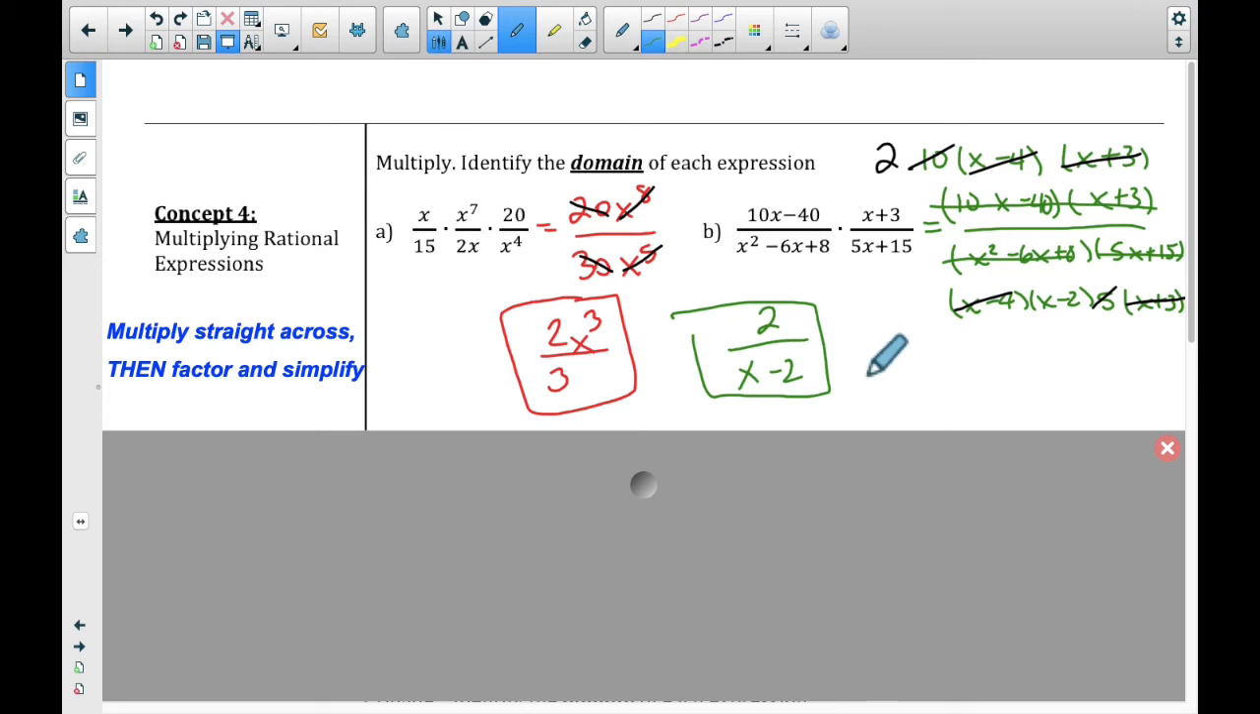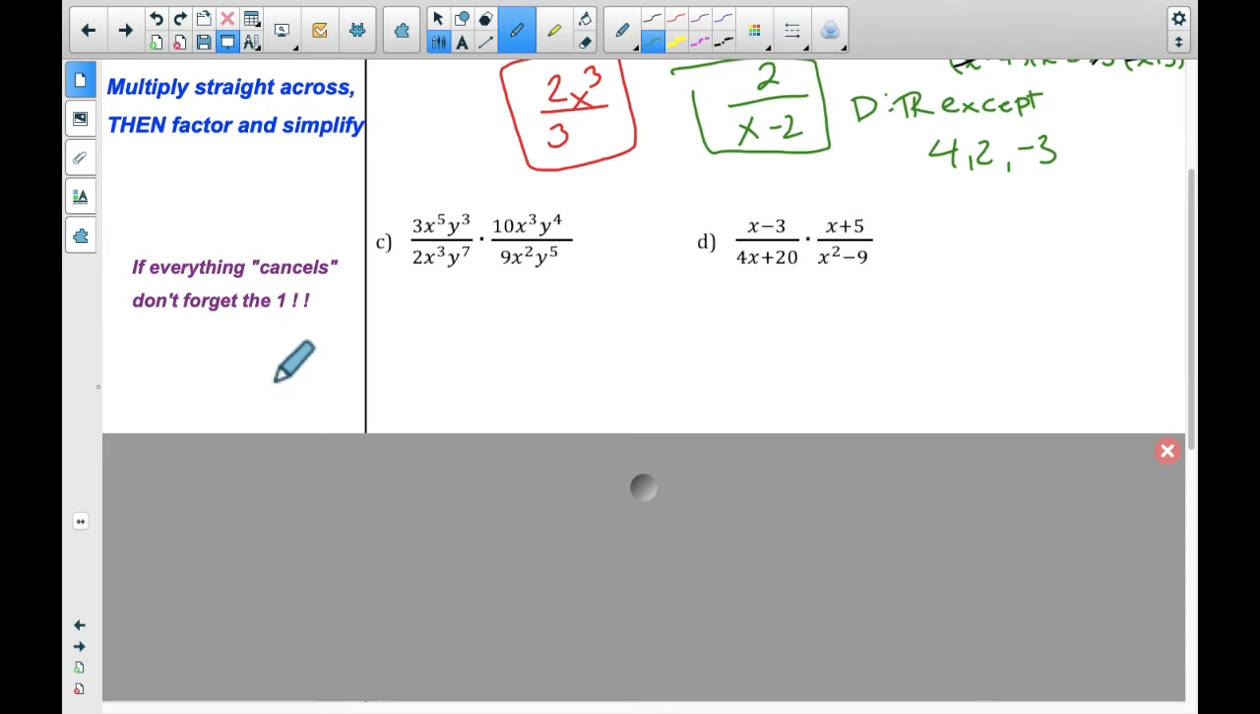Okay, my domain might be quite extensive, so I'm going to go ahead and talk about the domain here. The domain here is all real numbers except 4, 2, -3. Even though I've canceled them, I still have to put them in my domain. However, the 5, it's not an x equals 5, it's just plain old 5. Don't do that one. So here's my domain. I have a little note here. If everything cancels, don't forget the 1. That might come in handy.